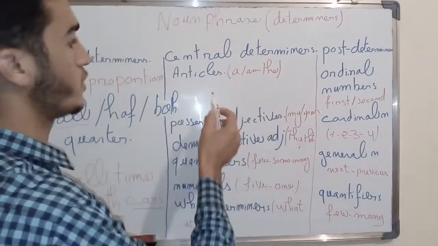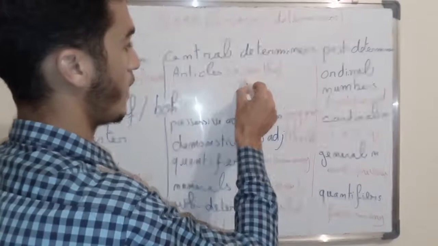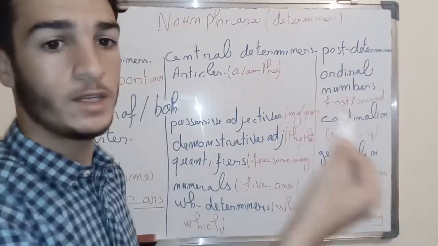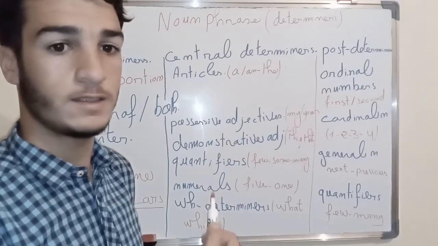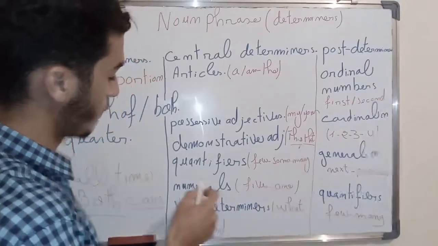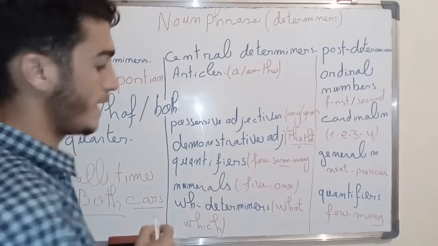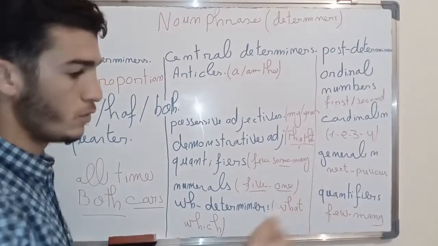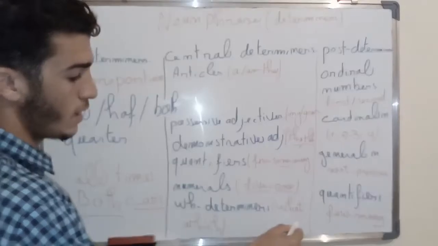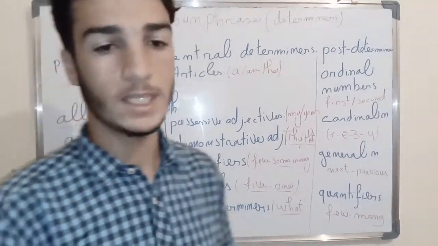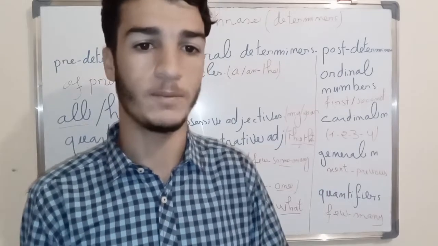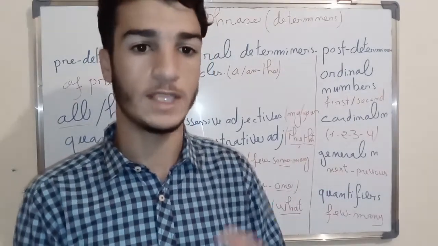And we have central determiners, which are, for example, articles, indefinite or definite, possessive adjectives like my, your, her, his, its, our, demonstrative adjectives like this, that, those, quantifiers like few, some, many, numerals like 5, 1, 2, 3, 4, 100, 1000, and WH determiners, like what and which. I'll give you practical examples in order to understand. For example, here we can say, what time is it? You see, what comes before time, which is a noun.